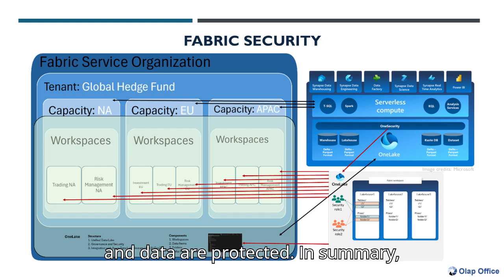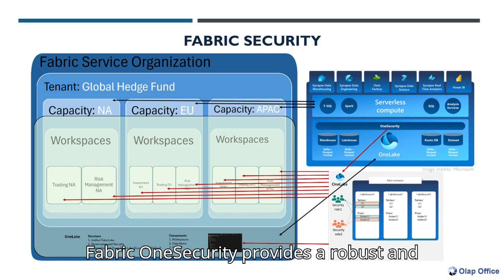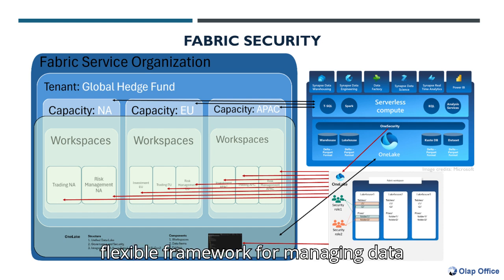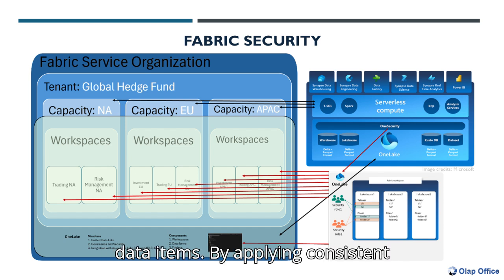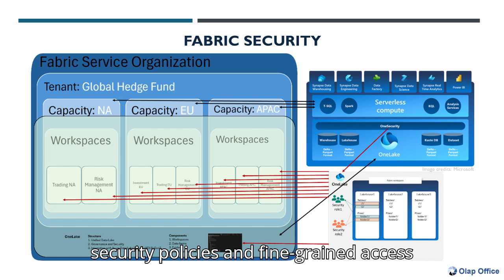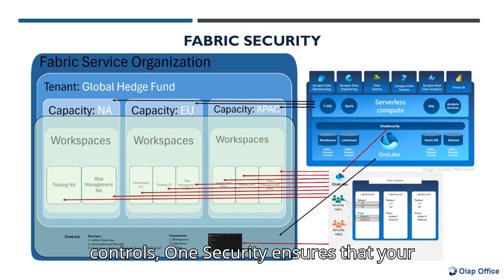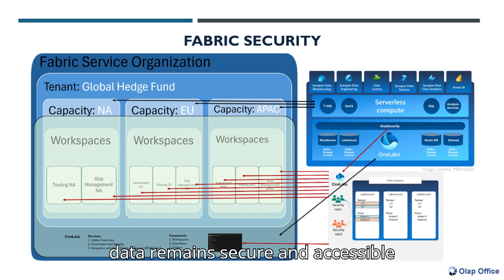In summary, Fabric OneSecurity provides a robust and flexible framework for managing data access across workspaces and various data items. By applying consistent security policies and fine-grained access controls, OneSecurity ensures that your data remains secure and accessible only to authorized users.